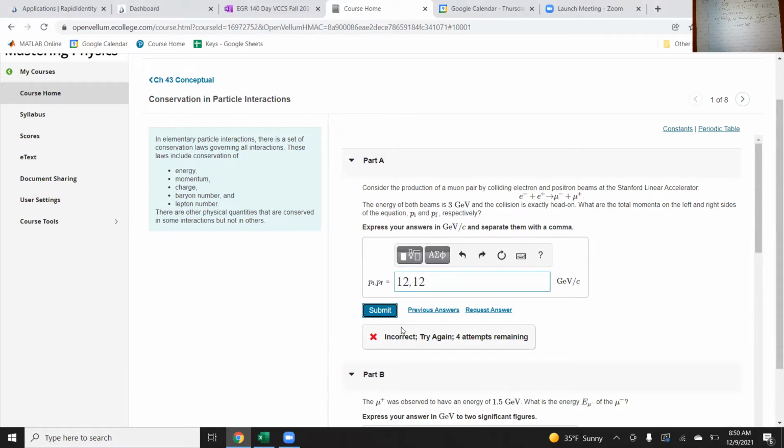What the crap? So we saw the calculation. This gave us 6. Oh, wait a second. That's stupid. The energy of both beams is 3 GeV, and the collision exactly head on. What are total momenta? What frame are we in? I wonder. Are we in the center of mass frame? I think we have to be in the center of mass frame because you're directing the two beams at each other. So then it would be 0, 0.